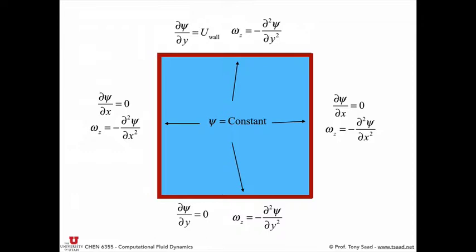Now, how do we convert this to a condition on omega? We only have a value for psi at the boundary, okay? And we have values for psi in the interior because we are computing this. So we're going to use this interior information to infer a condition on omega at the boundary.